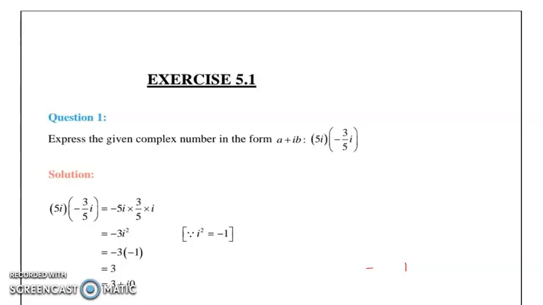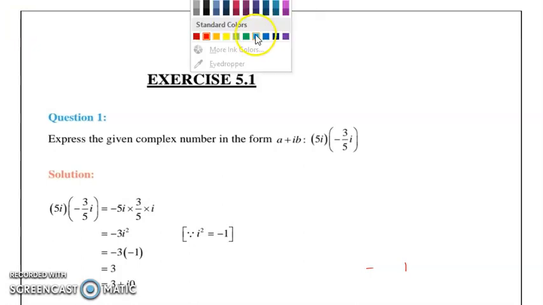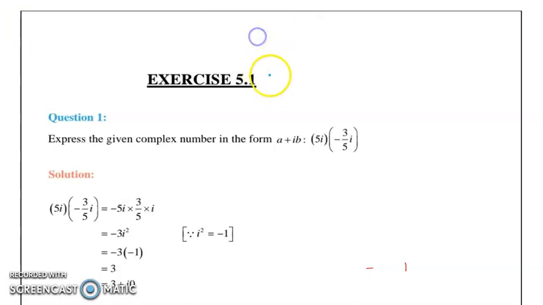Okay students, so see question number 1 of your exercise 5.1. This is of your NCERT. The first question is: express the given complex number in the form a plus ib.